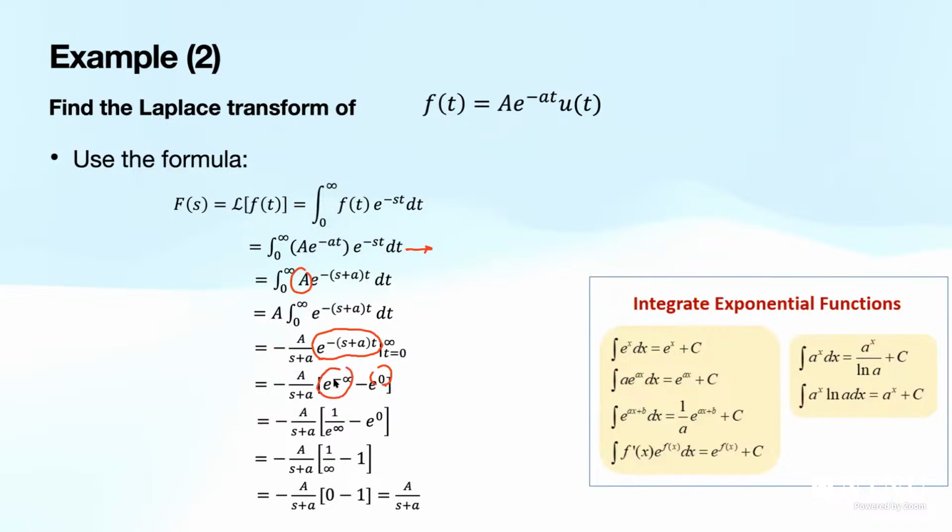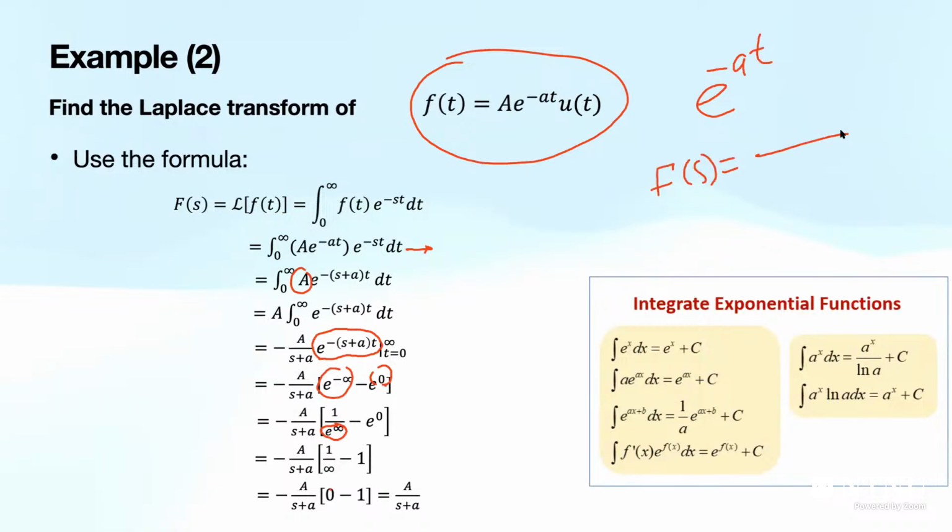e^(-infinity) is like 1 divided by e^infinity, and e^infinity is infinity. So it will be 1 divided by infinity, which is 0, and e^0 will be 1. So this will be minus 1. Minus 1 multiplied by minus a divided by (s+a) gives a divided by (s+a). In this case, in fact, we can get this from the table. If you have a function e^(-at), F(s) will be 1 divided by (s+a), right? So we can get it from the table, or we can get it from the formula.